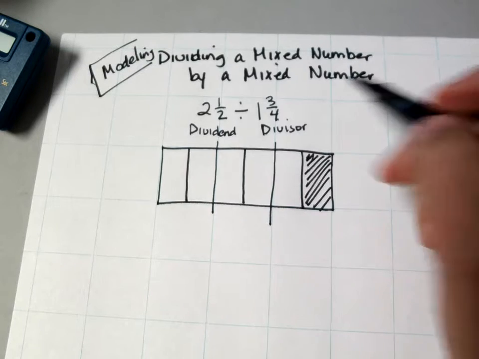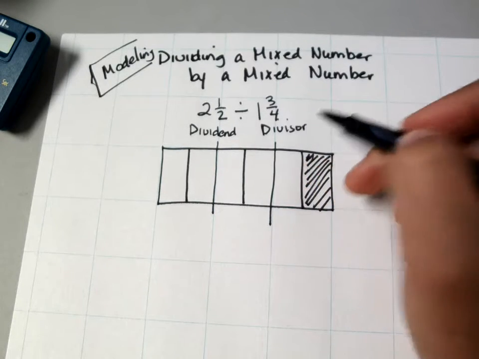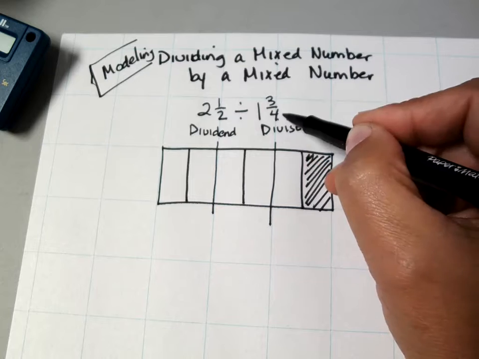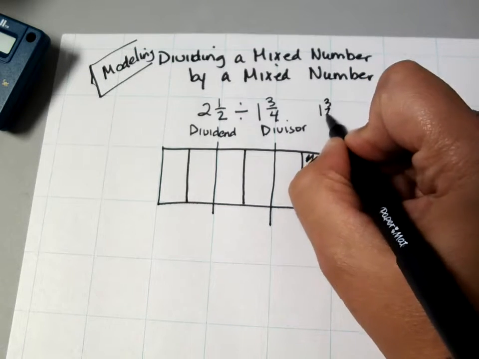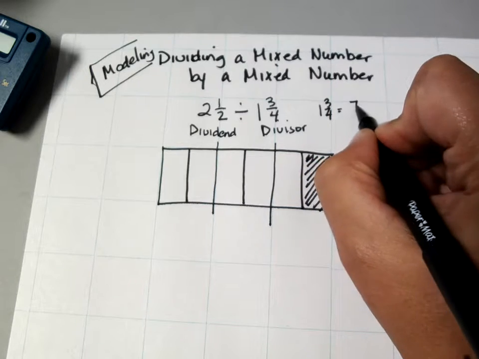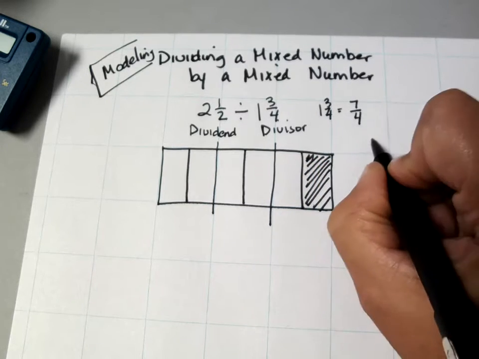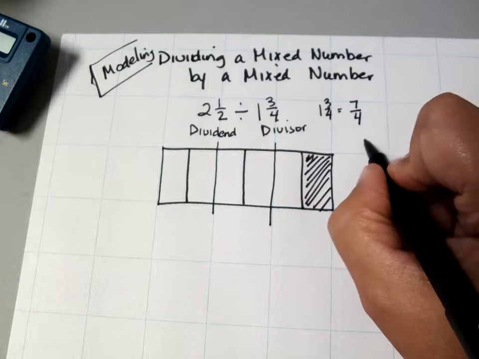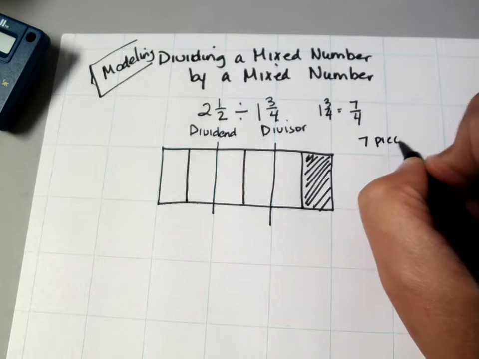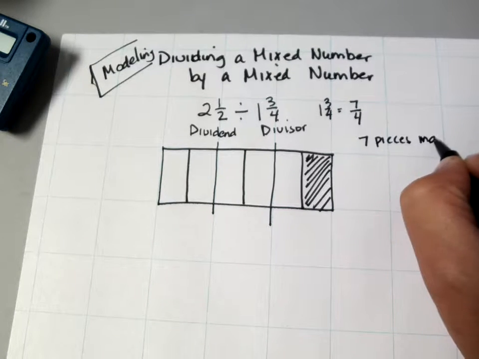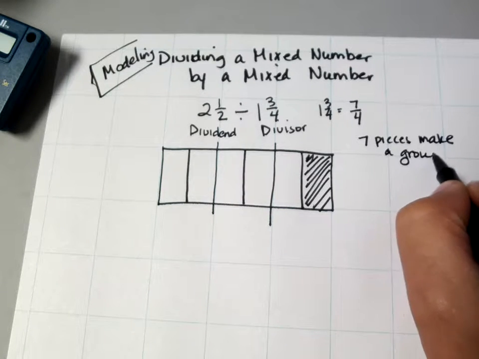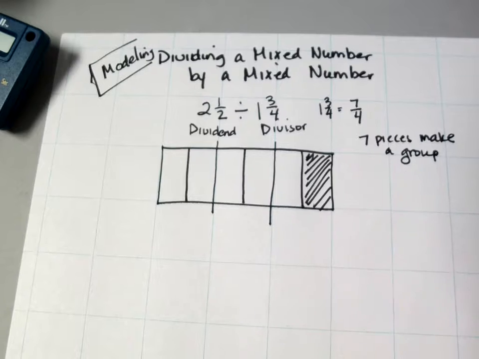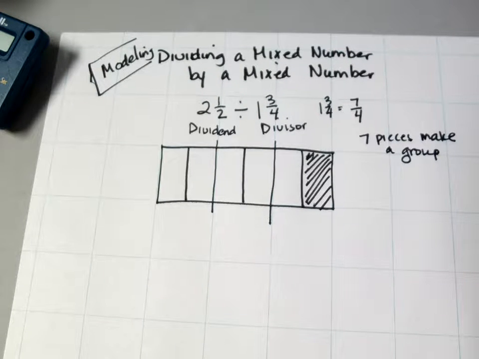Now if I look at my grouping, it is 1 whole 3/4. I'm going to change that into an improper fraction. So 1 3/4 equals 7/4. So that means there are 7 pieces that make a group if you have 4s. Your wholes are divided into 4s.